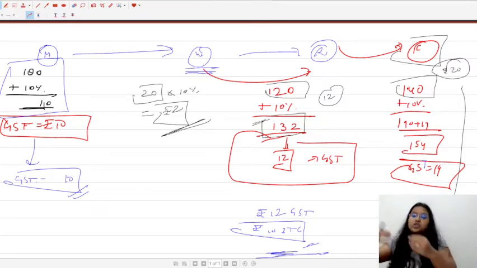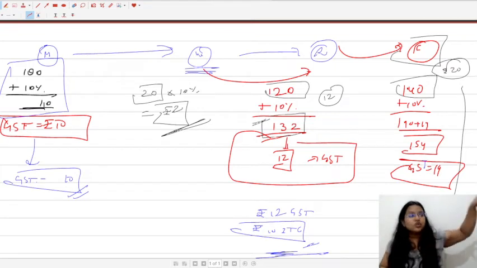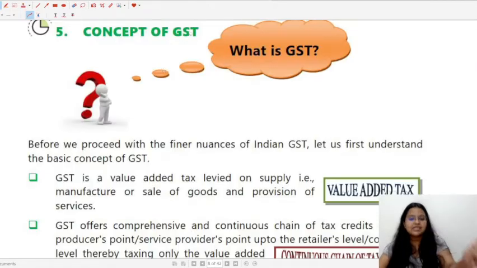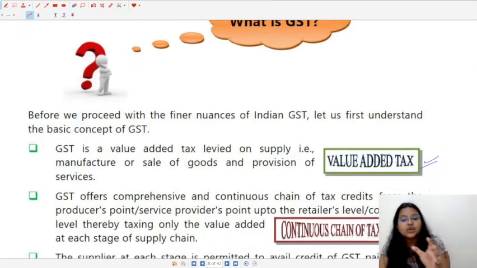We are not going to charge GST from anywhere, and so we can't take the credit of the ITC. It means ultimately the final customer has to bear the burden of the GST. Okay, I hope you understand this fact. So the very first case here is that GST is a value added tax. Second, GST is a continuous chain of tax credits.